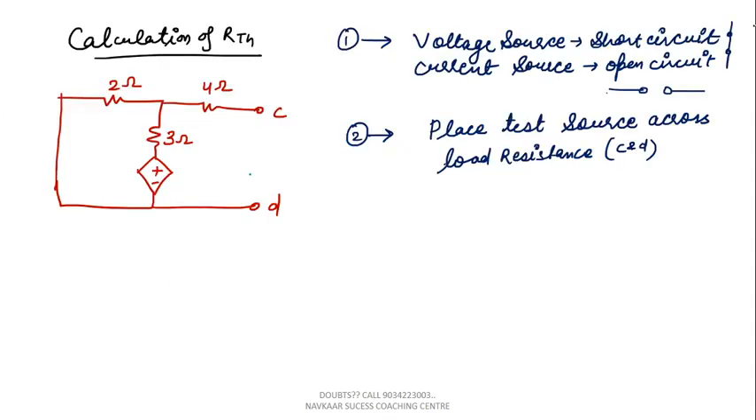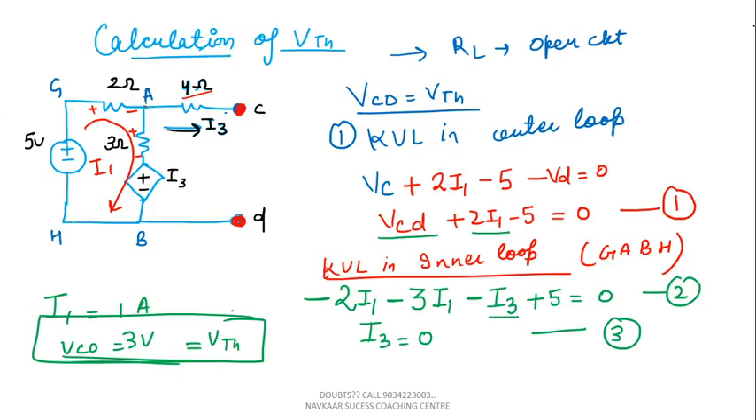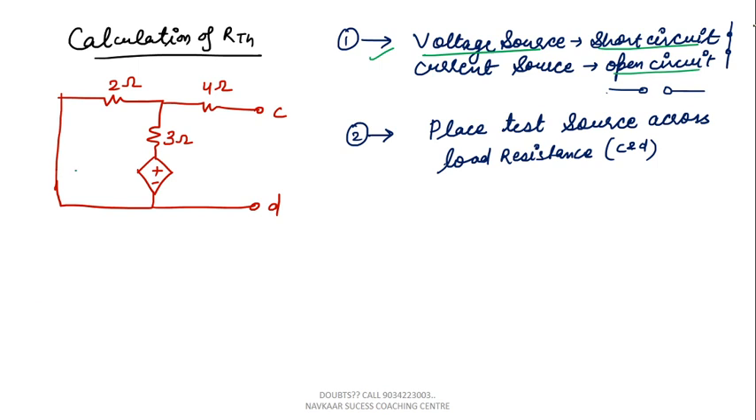Next step is the calculation of RTH. For calculation of RTH, we have to follow 2 steps. First step is that the voltage source must be short circuited and the current source must be open circuited. If it is short circuited, just imagine that you are closing the door. Short circuit means you are closing the door and open circuit means you are opening the door. So in this circuit, which source is present? You can see that 5 volt is the voltage source. So I have short circuited this source.